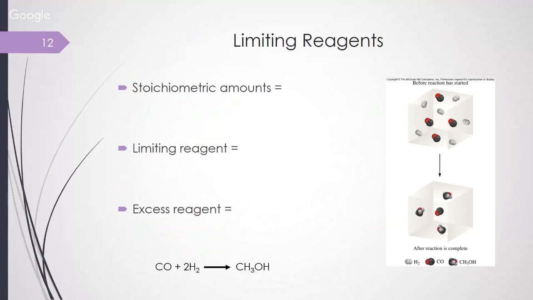So for example, if we react carbon monoxide with hydrogen, we can produce methanol. The recipe or the stoichiometric amounts are 1 mole of CO for every 2 moles of hydrogen produces 1 mole of methanol. If I look over here, I see that if I count things out, I have 1, 2, 3, 4, 5, 6 moles of hydrogen. I have 4 moles of my carbon monoxide.